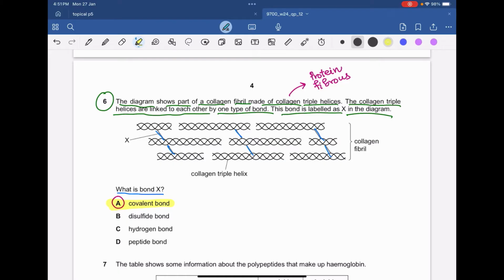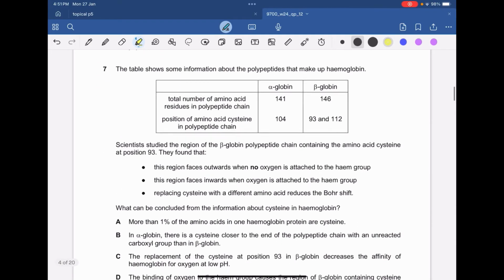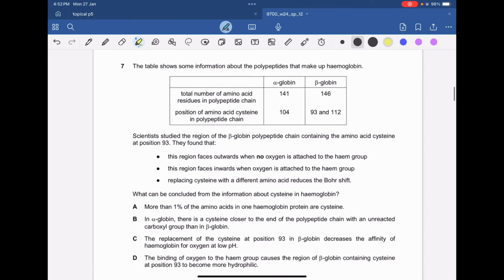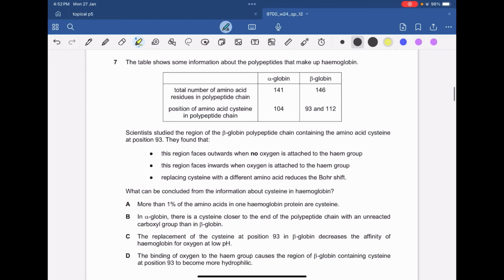You can understand this by looking at the structure of the collagen and by studying it in your lectures, that the cross links between the collagen molecules are made by covalent bonds. I hope that this MCQ is clear to all of you. Let's now move on to question number 7. Question number 7 is a bit lengthy question and also a very tricky question. So let's now start with question number 7.